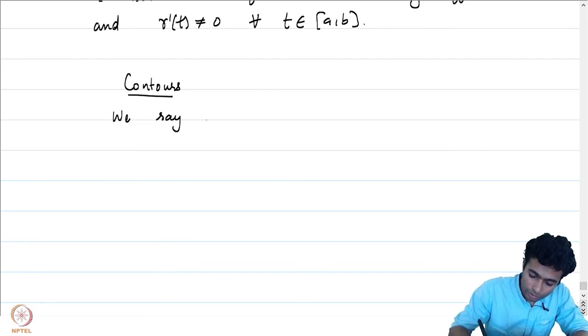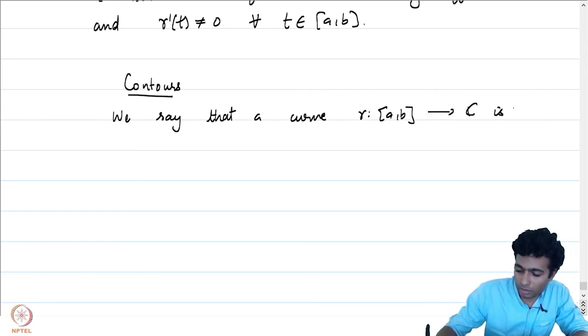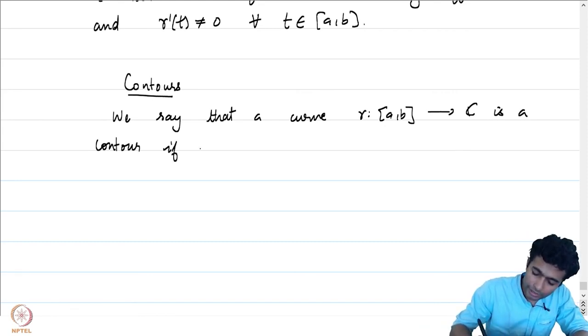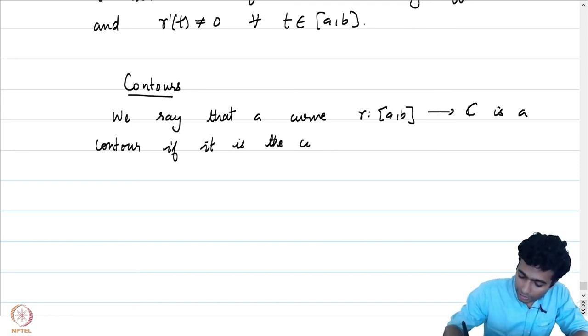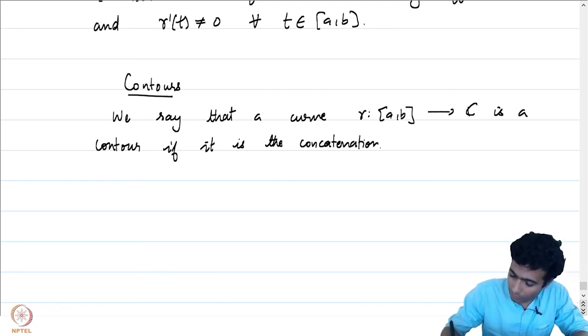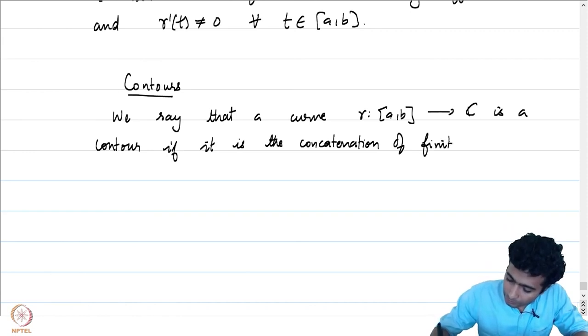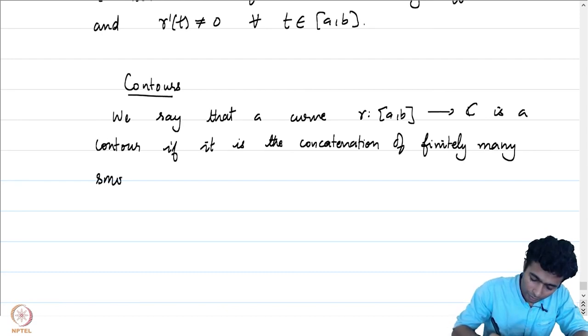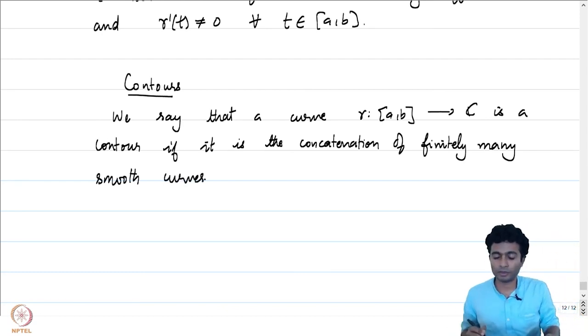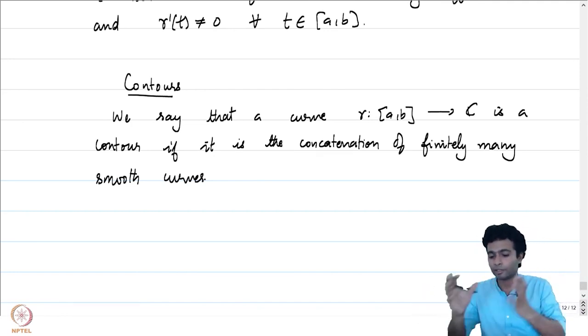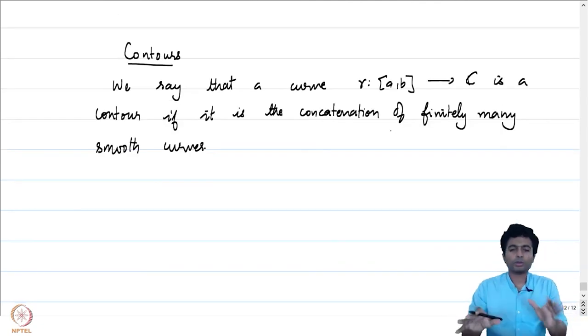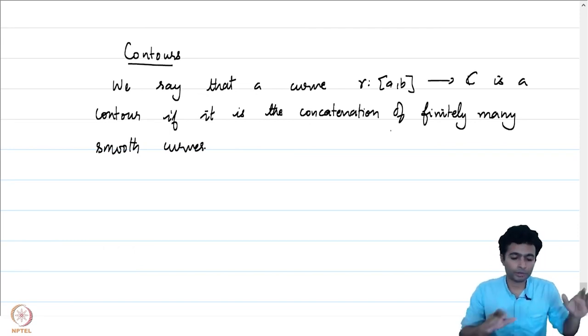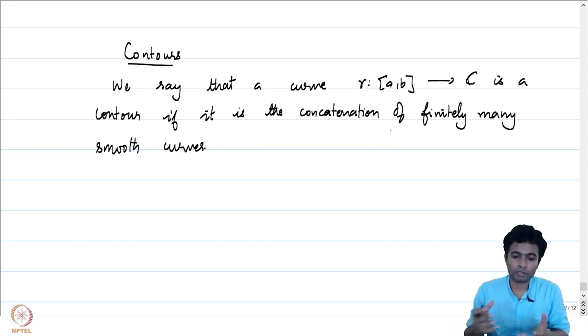We say that a curve gamma from say a, b to C is a contour if it is the concatenation of finitely many smooth curves. So, for example, the polygonal paths which are obtained by concatenation of finitely many straight line paths, that is a contour. So, these two notions are more than enough from the point of view of practical applications. Even though we did develop our theory from the point of view of a much more general class of curves, one should keep in mind that this is more than enough for most practical purposes. Okay, let me stop here.